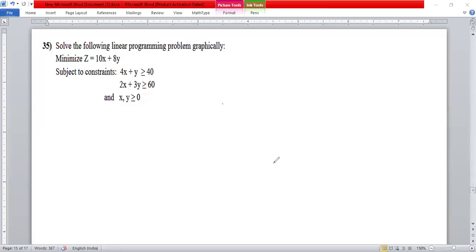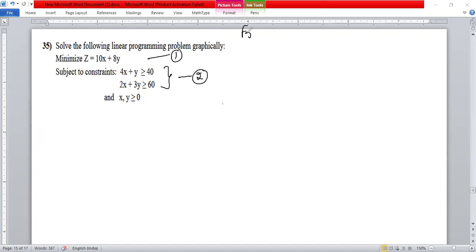Hello guys, Model 1 paper for 2025-26. To solve the following linear programming problem: minimize z is equal to 10x plus 8y, equation number 1, subject to constraints 4x plus y greater than or equal to 40 and 2x plus 3y greater than or equal to 60 and x, y greater than or equal to 0.